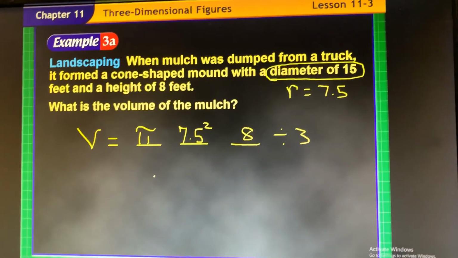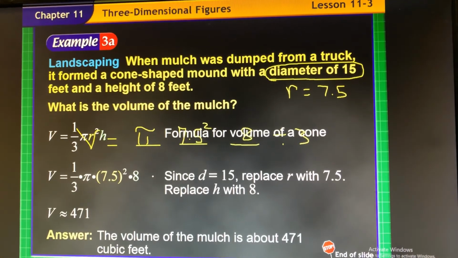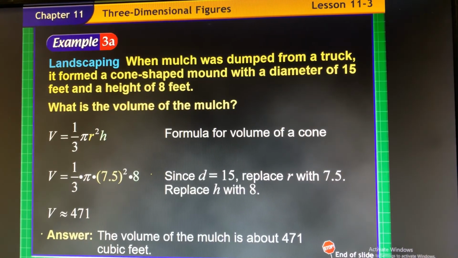It doesn't really tell you what it wants you to round to, so basically it'll be up to you. So it's about 471 feet cubed. They do a third times pi. Just know a third is the same thing as dividing by 3, because you can't put a third into your calculator, so you might as well just do pi r squared times the height divided by 3.